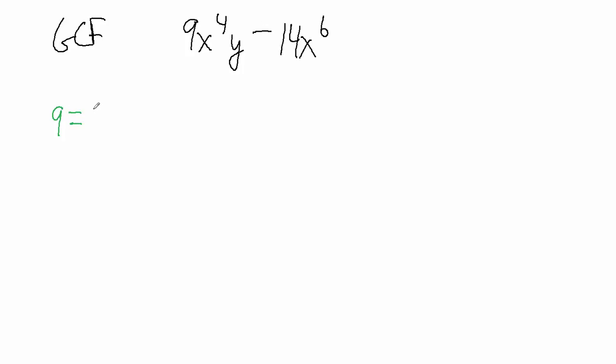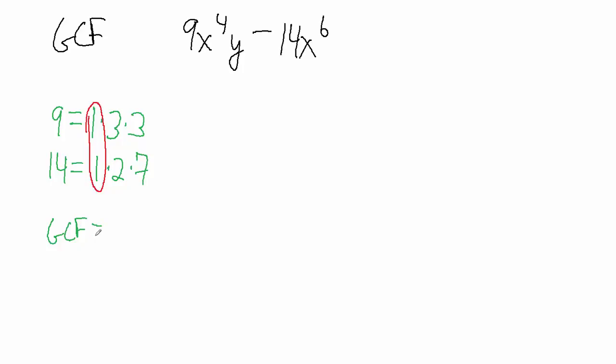So for now, 9 is 1 times 3 times 3. 14 is 1 times 2 times 7. So what factors do these two guys have in common? Well, they have a factor of 1 in common, and that's actually it. Okay? So 9 has two factors of 3, 14 has no factors of 3, 14 has a factor of 2 and a factor of 7, 9 does not have either of those. So the greatest common factor for the coefficients, 9 and 14 here, is just 1.